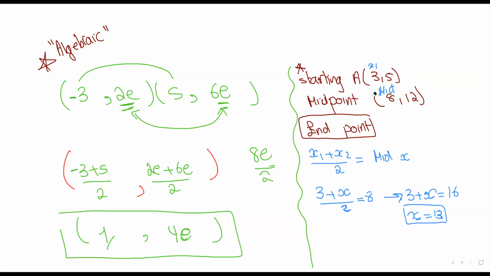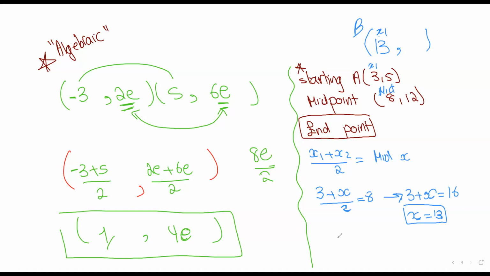Okay. So as we said here, point B will have an x coordinate of 13. And you can actually try it. If we say this is x2, 3 plus 13 over 2, 16 over 2, which is 8.